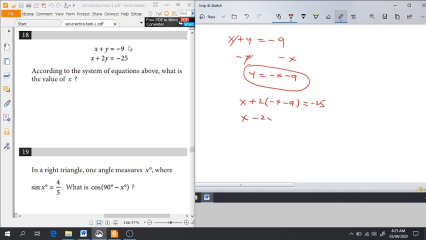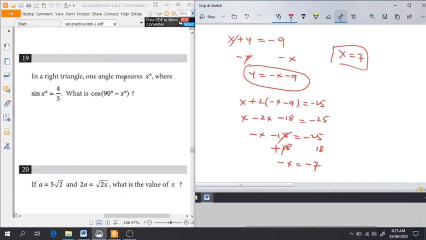x minus 2x plus 18 is equal to negative 25. So combining like terms, x minus 2x is negative x, plus 18 is equal to negative 25. To get rid of this constant term here, subtract 18 on both sides. So negative x is equal to negative 25 minus 18, which is negative 43. Therefore the value of x is going to be 43.